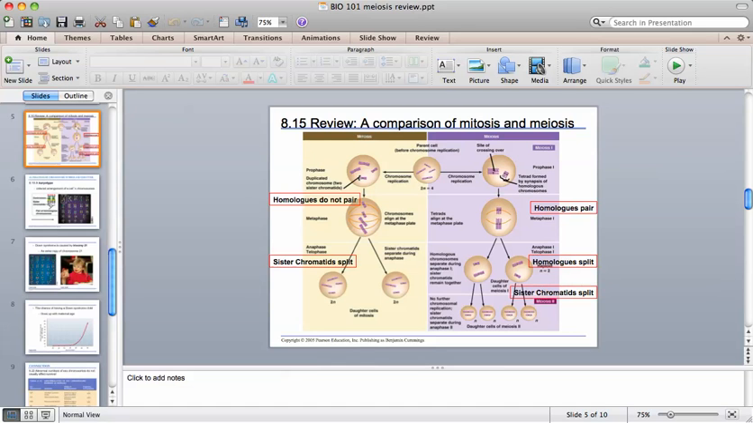So from one special diploid cell, again, in the ovary or in the testes, we're going to produce four haploid cells. So let's say we start with a 46 chromosome cell in the gonad at the beginning of meiosis. At the end of meiosis, we will have 4 cells, each of which will have 23 chromosomes, half the number of that original cell. That's really what I want you to focus on. This is a great diagram for focusing on that.